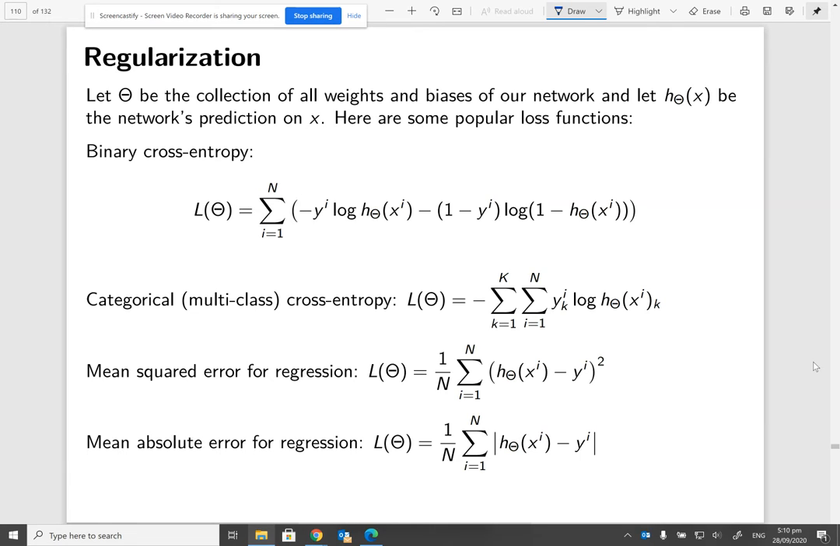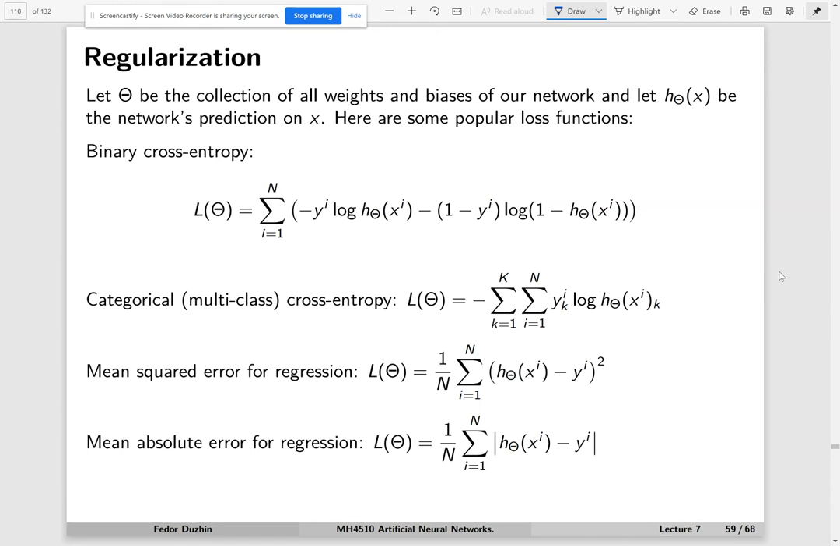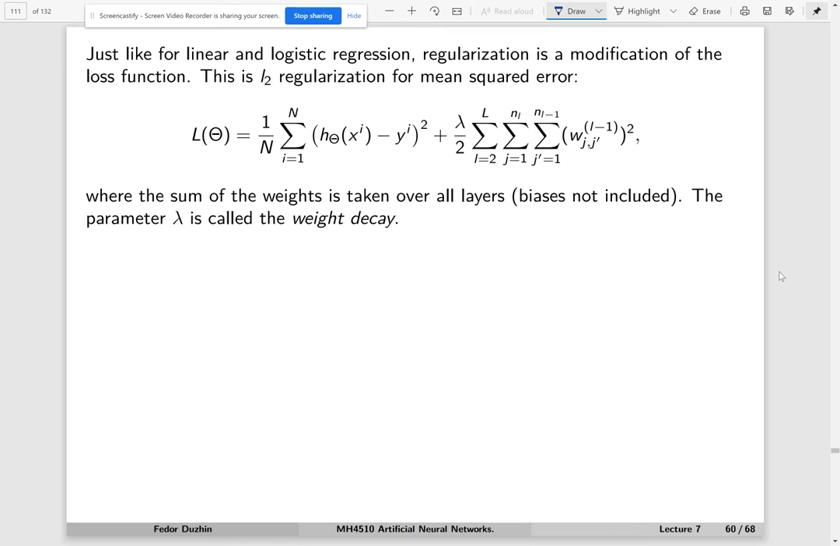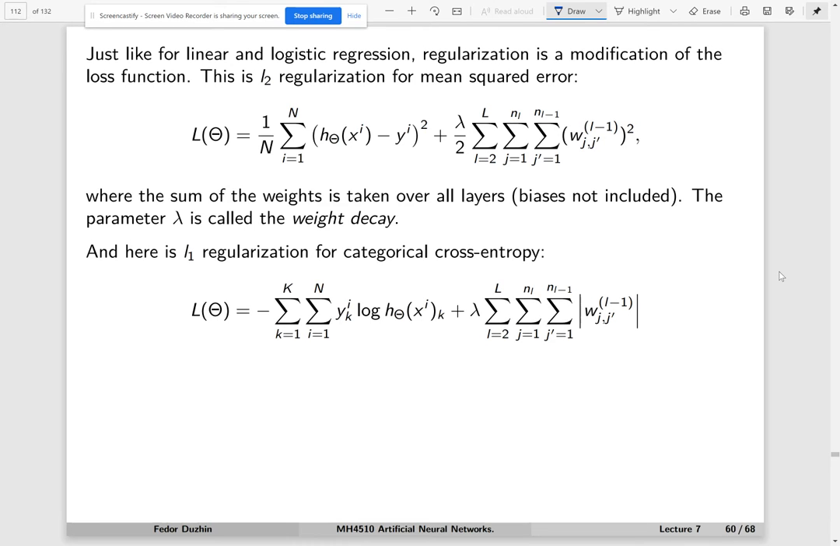So how do we do regularization? Just in the same way as we did when we introduced ridge regression and lasso, we can modify this loss function by adding a regularization term, right? If we add the sum of squares of all the weights of our neural network, this is L2 regularization. If we add the sum of absolute values, this is L1 regularization, right? In both cases, the coefficient lambda is called the weight decay.